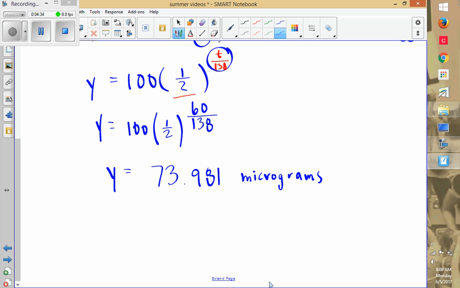And what basically a half-life means is, since I started at 100, in 138 days this value will be 50. So since I'm only 60 days into the 138, that's why there's still over 50, or 73 micrograms, left over.